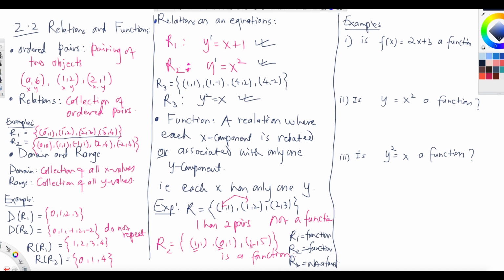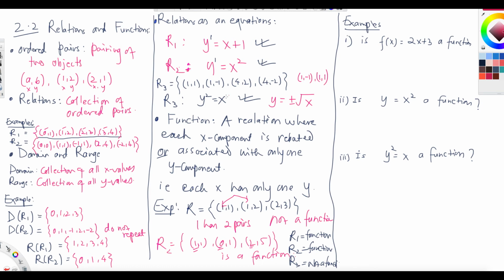Look at that. y squared equals x. If you solve this equation, you will get y equals plus or minus root x, right? So here, if you take x equals 1, you will get y equals positive 1 and negative 1. So for one value of x, you get two values of y, plus and minus 1. So it is not a function because one x value has two pairs, right?